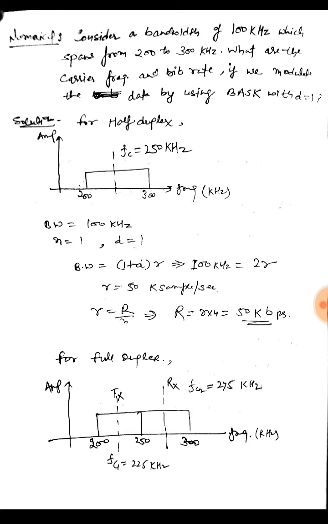Okay, and in full duplex mode there would be two carrier frequencies, one for transmission and one for receiver, as we are transmitting and receiving over the same channel. So we would use 200 to 250 band for transmission and the other band for receiver. The carrier frequency for transmission would be 225, which is the midpoint of 200 and 250. Similarly for receiver the carrier frequency would be 275. Okay, and the bit rate would remain the same.